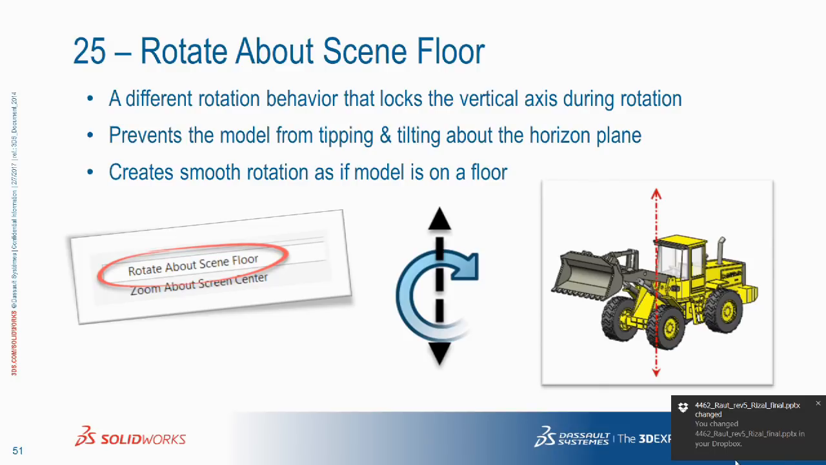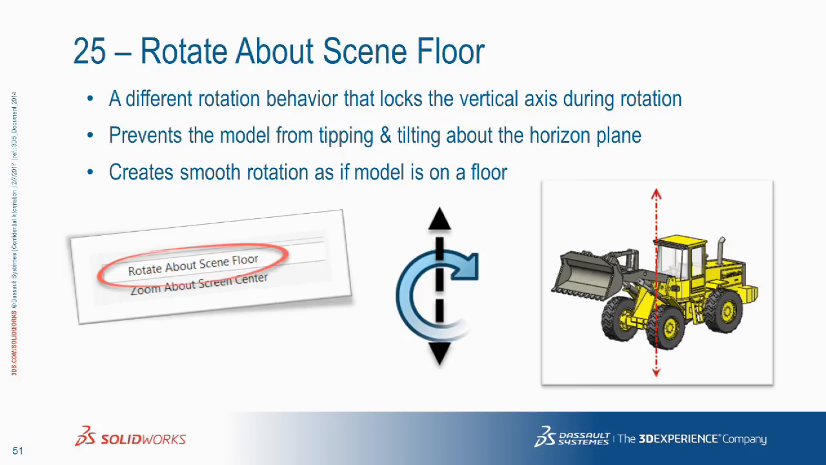So, rotate about scene floor. The reason I'm pointing this one out is because typically some people get into this by accident, and now their model isn't rotating the way that they're expecting. It's not the way that they want it to. Or maybe your mouse has this weird symbol on it, just letting you know what it is. That's rotate about scene floor.